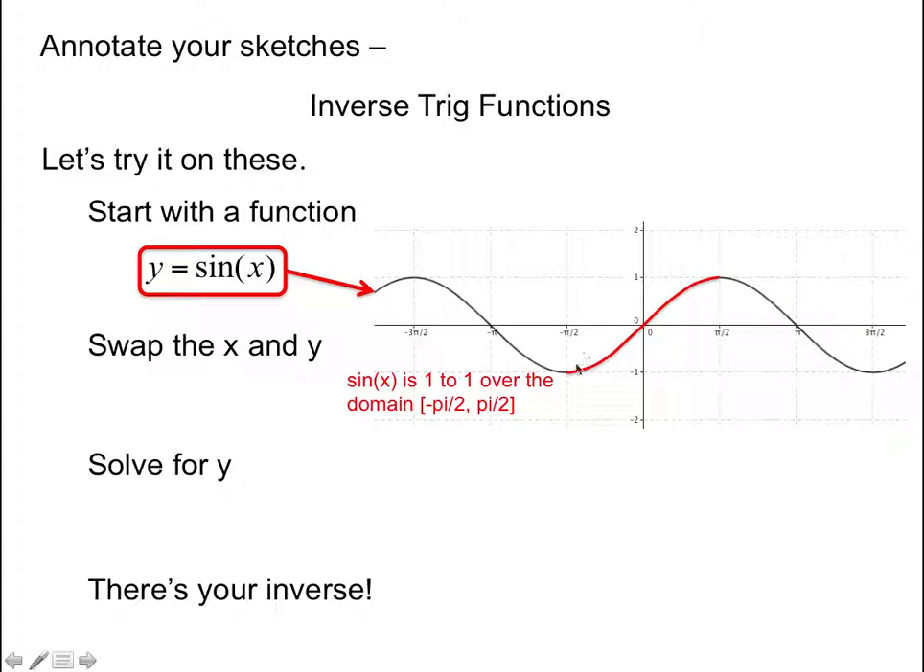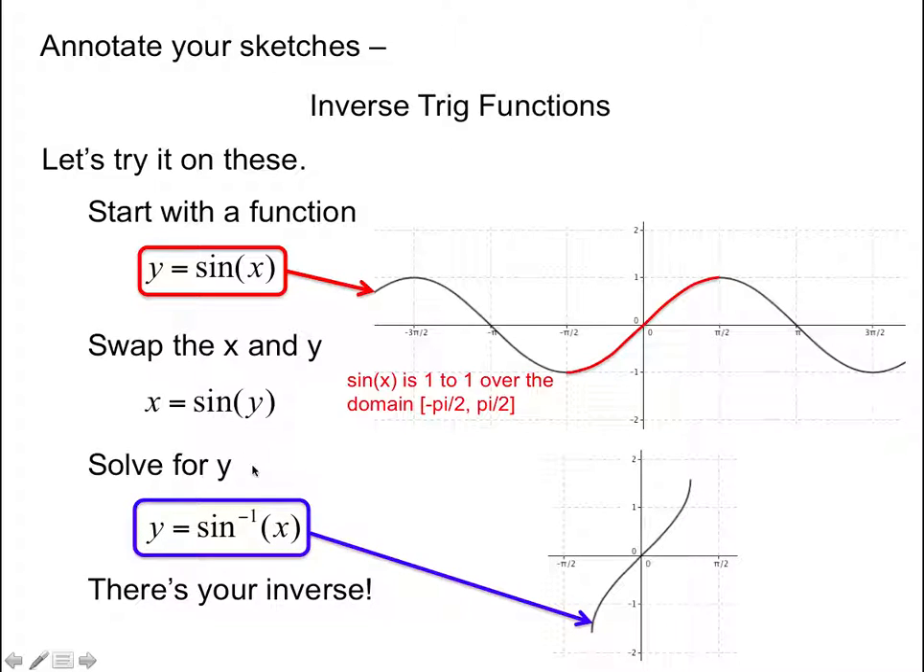Sine is defined to be one-to-one from -pi/2 to +pi/2. That's where the y's never repeat. Now that we've defined it in this domain, we can swap the x's and y's, and then solve for y. Solving for y involves taking the inverse sine. So that's where that notation comes from. And the inverse sine looks like this.